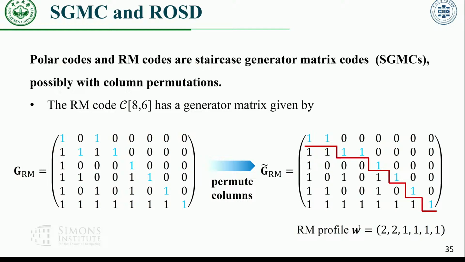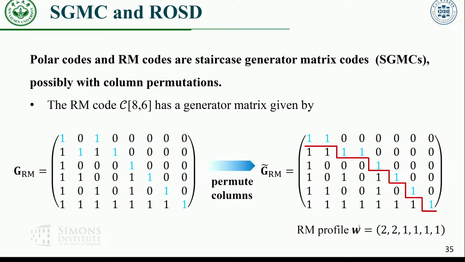This idea is also in the patent application. So, for example, polar codes or Reed-Muller codes, possibly with column permutation, can be in this form, which we call a staircase code. This staircase, the width is 2, 2, 1, 1, 1. This is called a profile. We call it the Reed-Muller profile. Here is the staircase code.